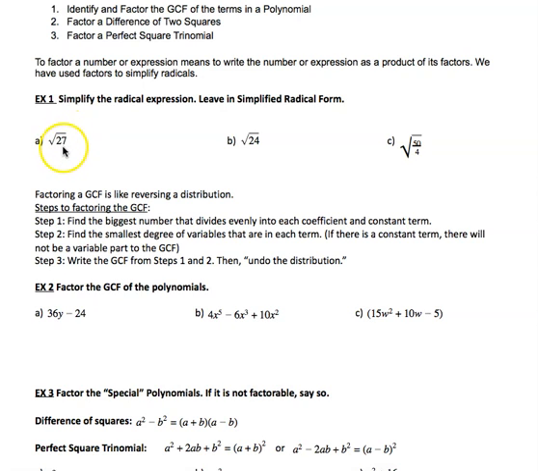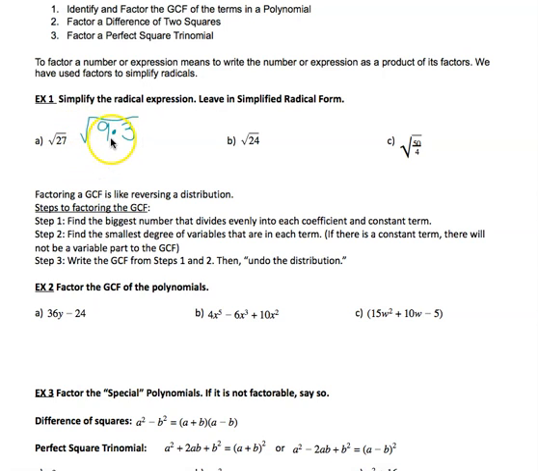So 27, the 16 is the closest perfect square, but it's not divisible by 16. Actually 25 would be closer, but it's not divisible by that either. And so the biggest perfect square that we do find that 27 is divisible by is 9. So once we've decided which perfect square is our winner, we rewrite our radical 27 as 9 times whatever it is that we would multiply 9 times to get 27, which in this case is 3.